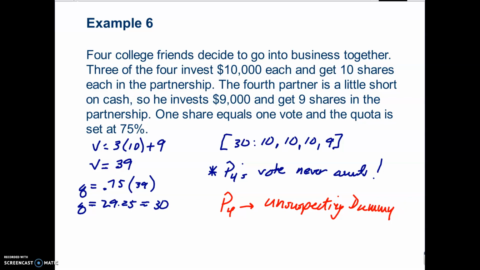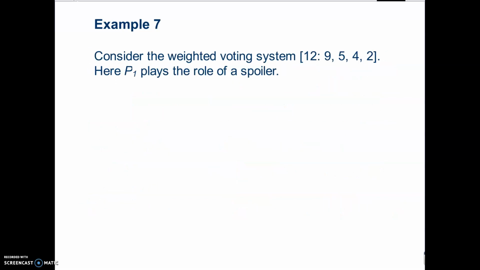Last example here. Consider this weighted voting system. Here, we have a quota of 12. We have 4 players, and their weights are 9 votes, 5 votes, 4 votes, 2 votes.